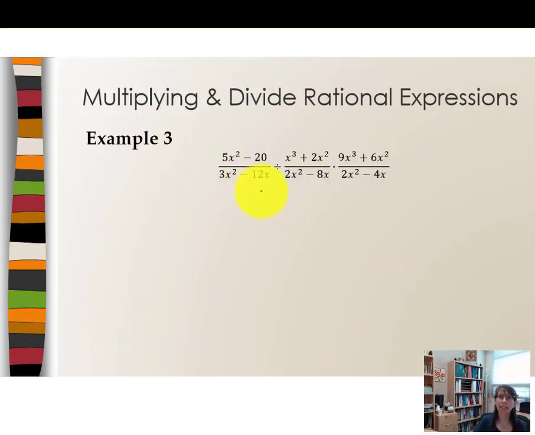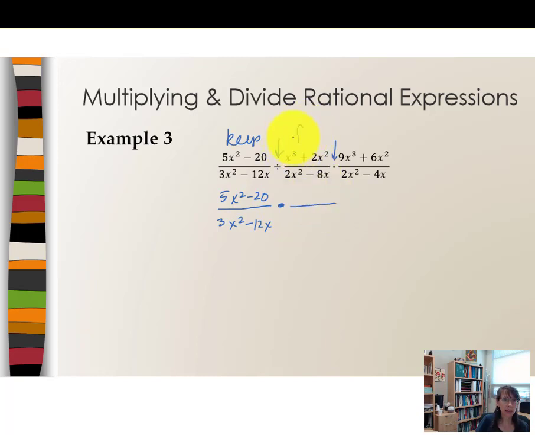So here we have an example of division, and it's also involving some multiplication. So the first thing we want to do is rewrite this in the proper form. We're going to have 5x squared minus 20 divided by 3x squared minus 12x stays the way it is. There's what we keep. Division will change to multiplication.